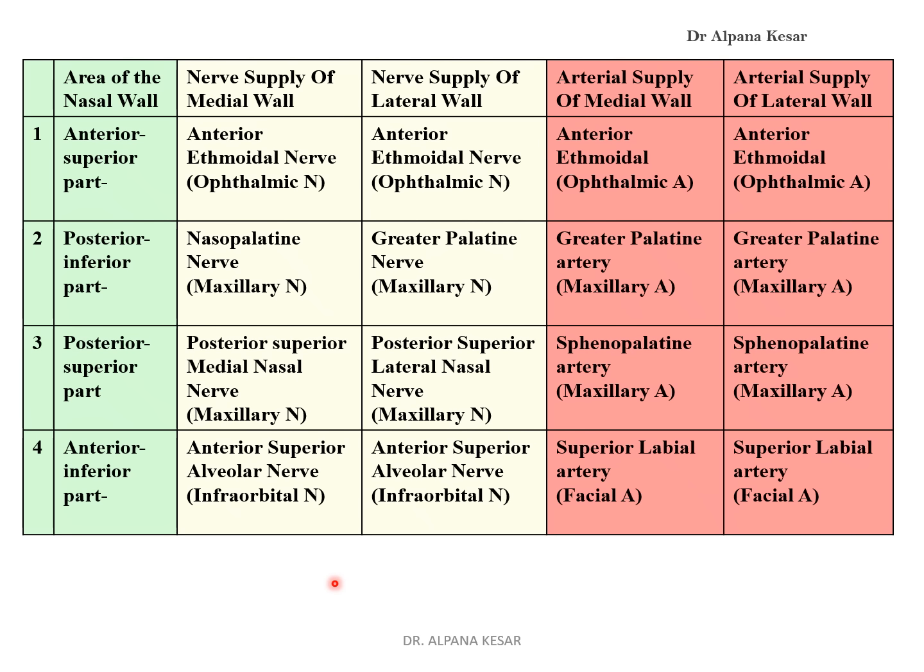The blood supply and the nerve supply of both the medial and the lateral wall of nose has been summarized in this table. This is for ease of remembering the blood and the nerve supply of the nasal cavity.